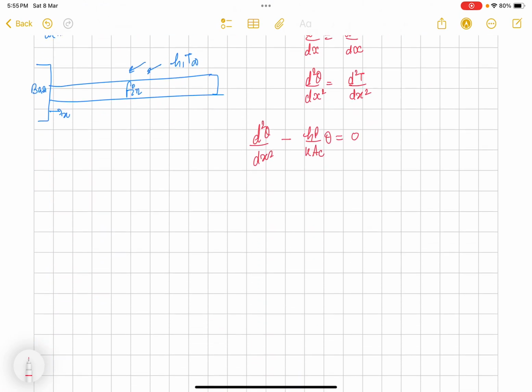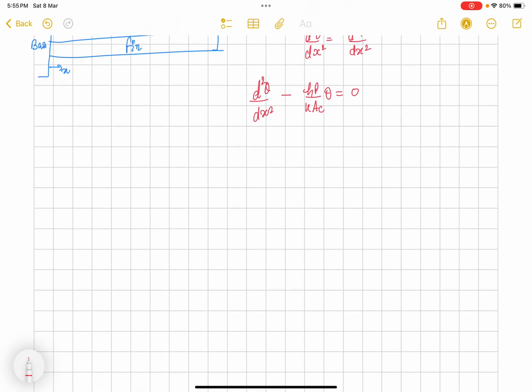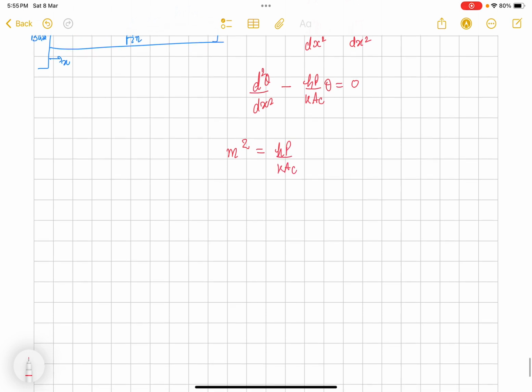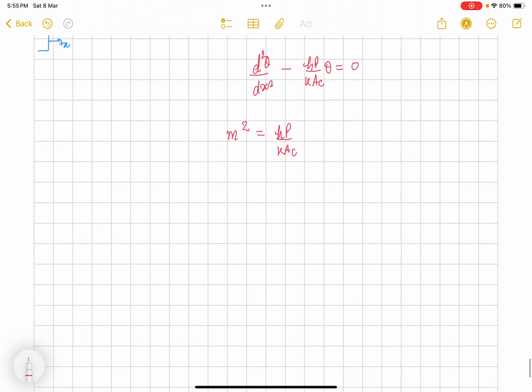equals to 0. And also we will define one more parameter, which is m square. We are defining it to make the analysis convenient. It is defined in most of the textbooks like that, for performing the analysis conveniently. So if we put that in our equation, we will have d square theta divided by dx square minus m square theta equals to 0.